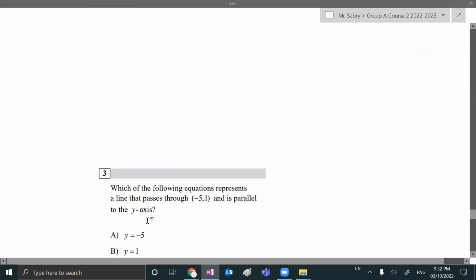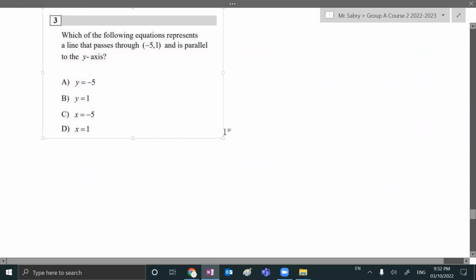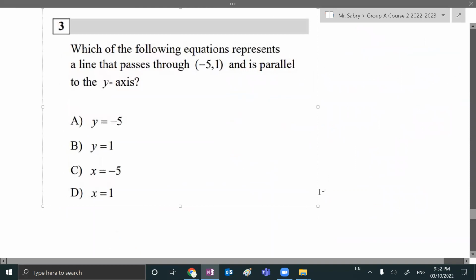If you check number 3 on the other hand, which is exactly the opposite of this case, I have a line that is parallel to the y-axis where it passes through the point -5 and 1. So this is the point, let's say -5 and 1. What would be the equation of this one? I'll disregard the y completely, I'll take just the x and I'll say x must be equal to -5.